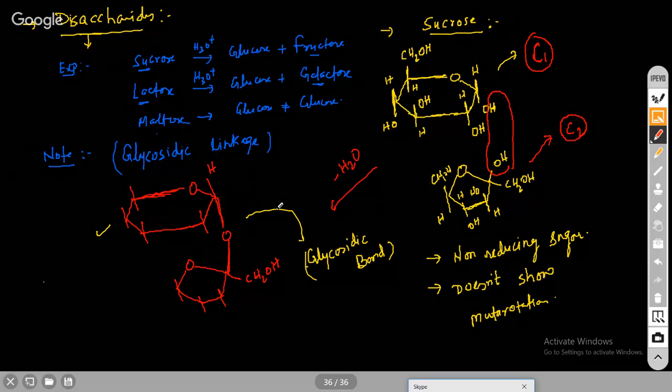So this is the glucosidic linkage we have. Now the kinds of questions they ask: first of all, whether the sugar is reducing or non-reducing, and whether it shows mutarotation or not. Non-reducing never shows mutarotation. And this glucosidic linkage is present between which carbons? That is also one type of question they ask. So it is C1 of glucopyranose and C2 of fructofuranose. These three things you have to memorize.